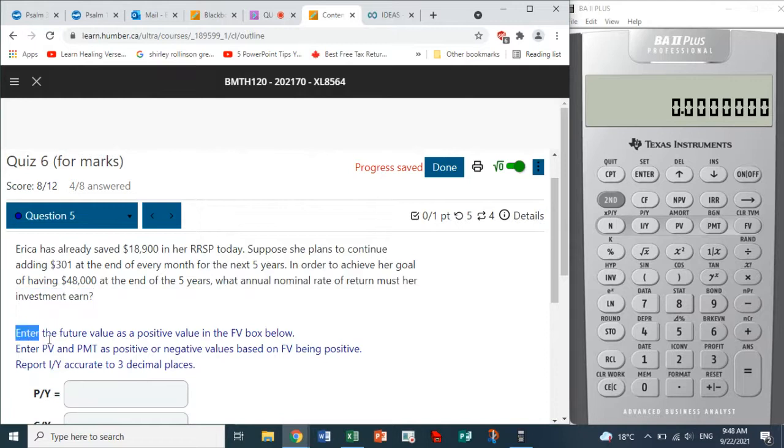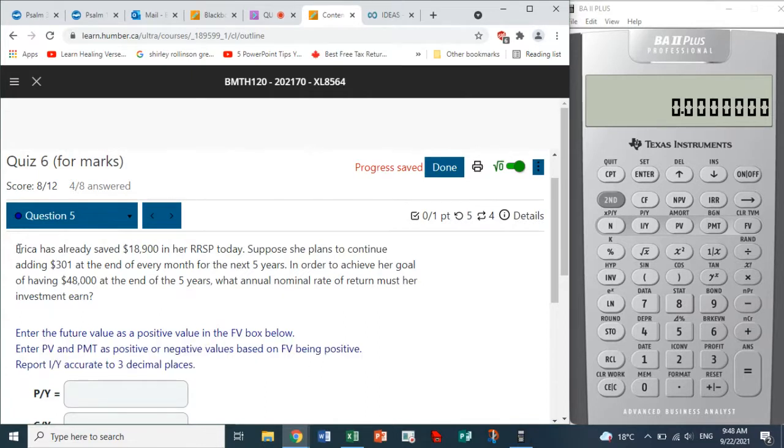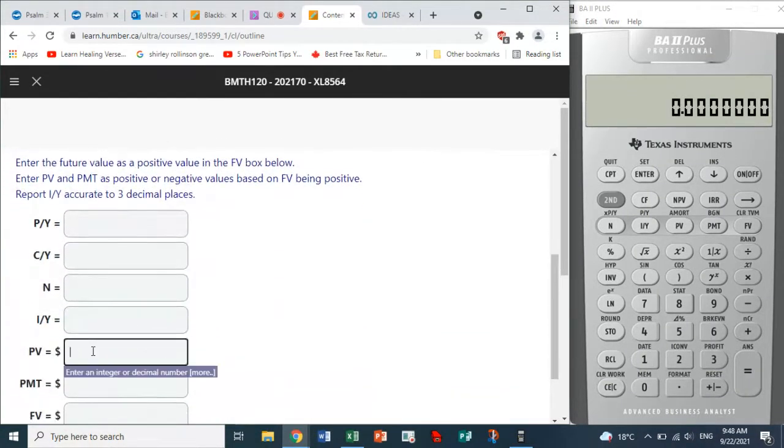Enter the future value as positive in the future value box and enter present value and payment as positive or negative based on the future value being positive. Report IY accurate to 3 decimal places. So Erica has already saved $18,900. So what does that mean? Well, it's $18,900 in here, right?